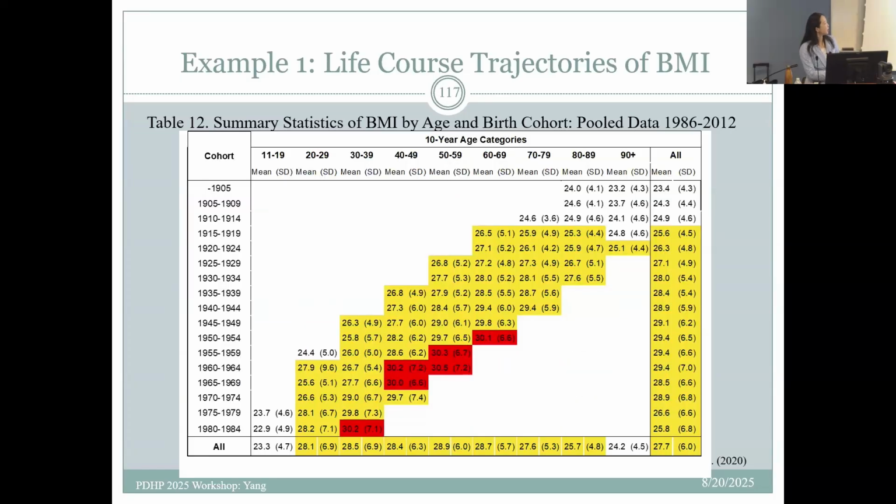And here's the summary data of the mean BMIs by age and birth cohort in the pooled data from 1980s to early 2012. And here, what's highlighted in yellow are overweight. So the vast majority of these cells indicate overweight status, and those in red indicate obese. So this is the mean BMI of the US population, right?